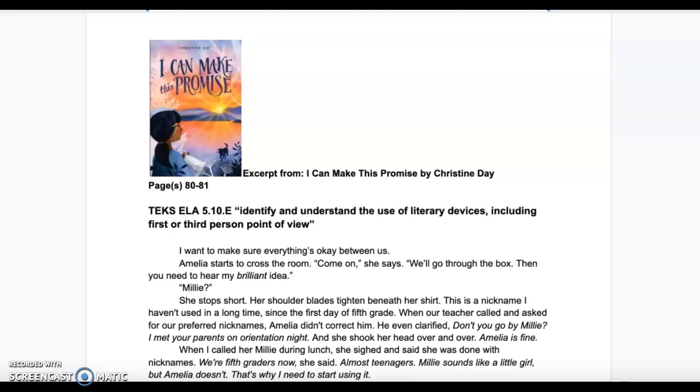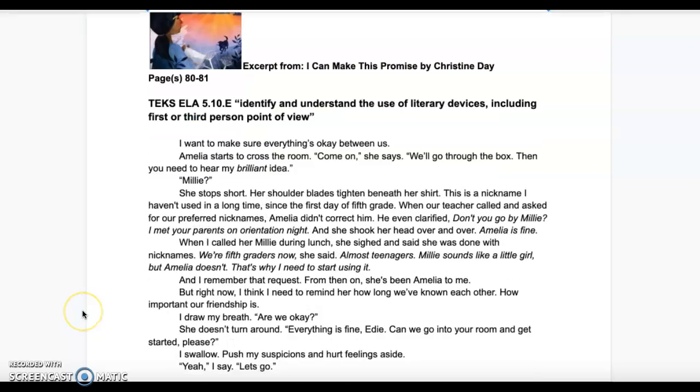My lesson will be for 5th grade using the TEKS ELA 5.10E, which is to identify and understand the use of literary devices, including first or third person point of view. The excerpt I chose is from I Can Make This Promise by Christine Day on pages 80 through 81.